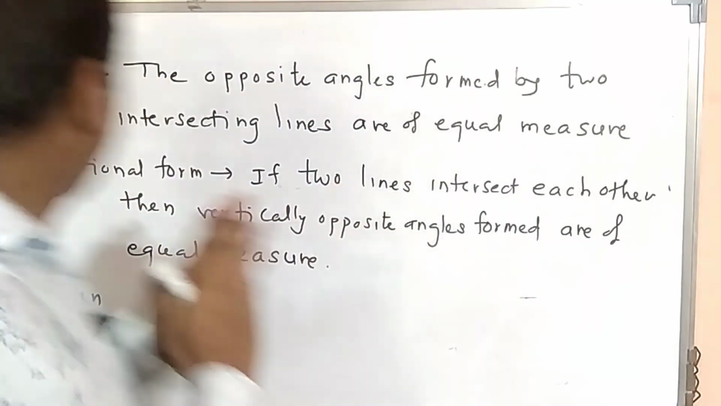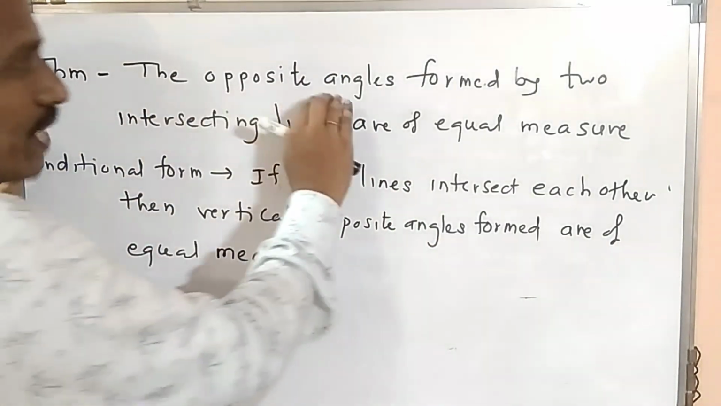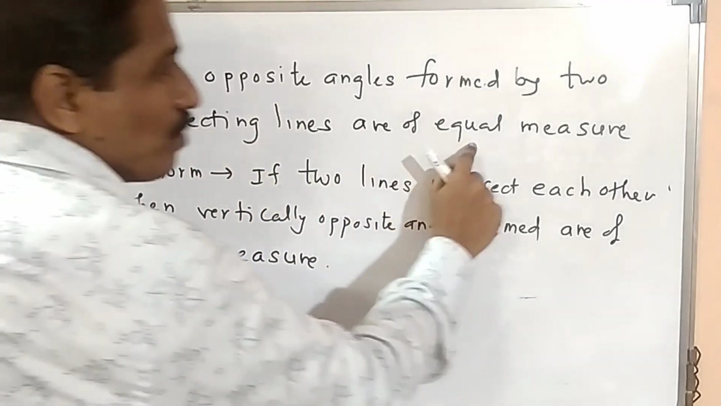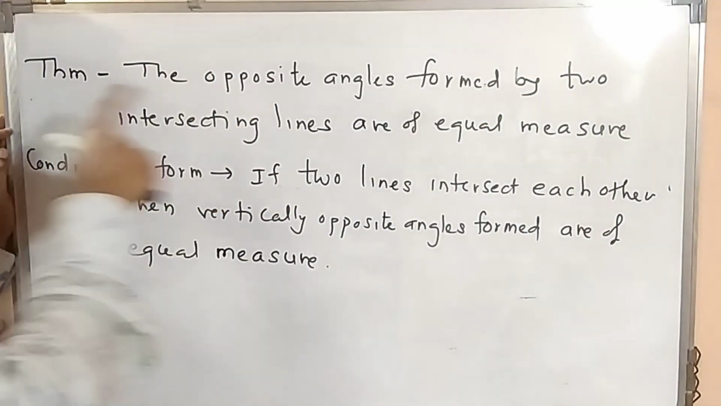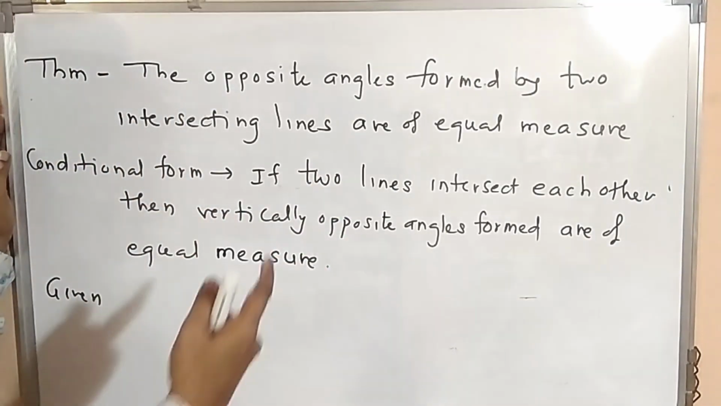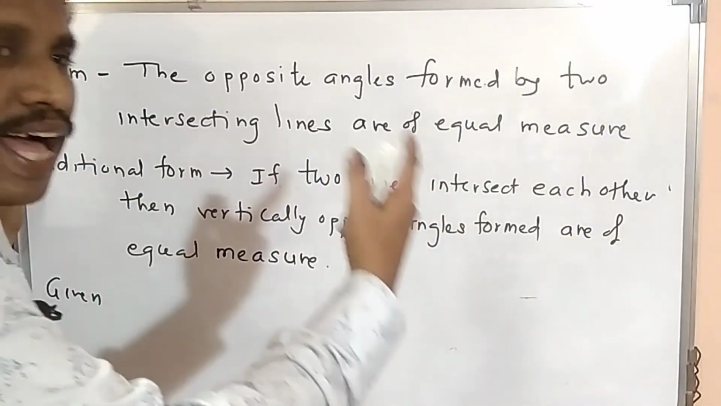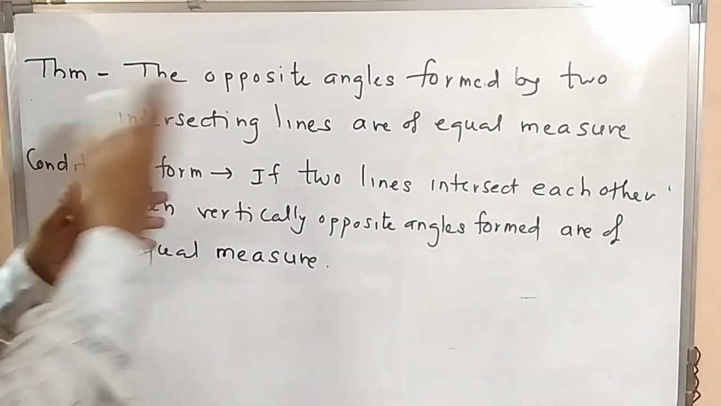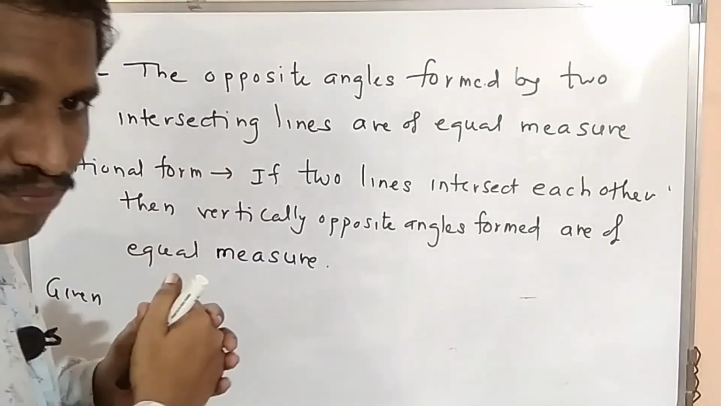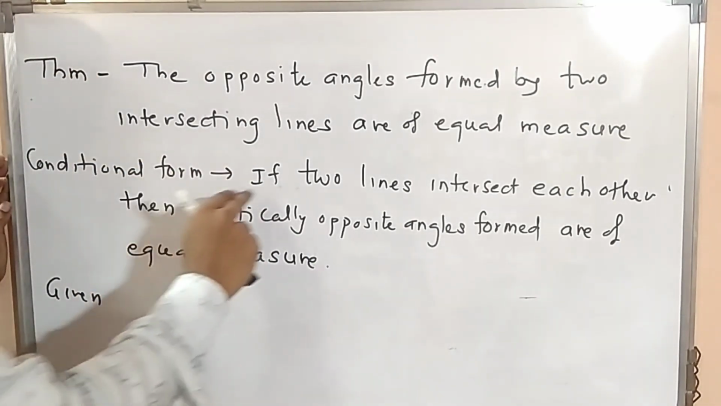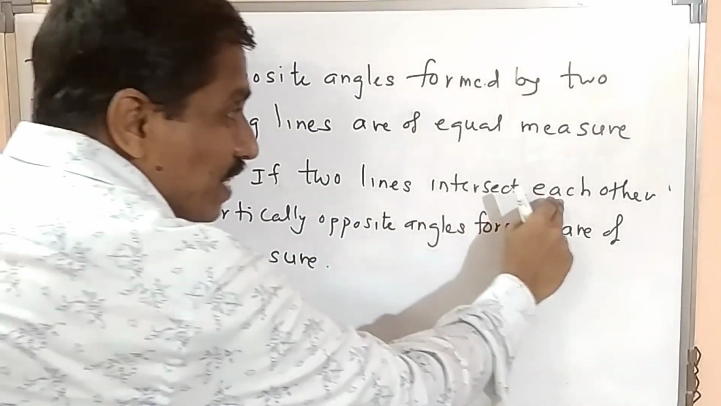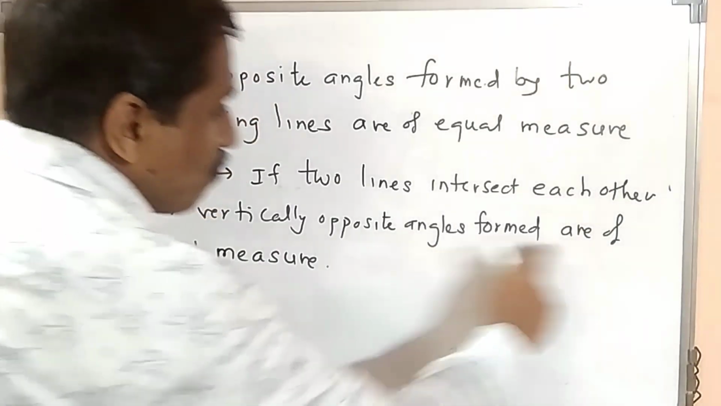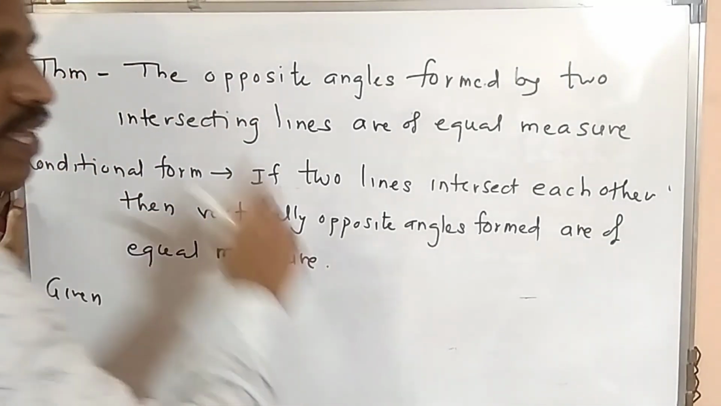Look at the board. Theorem: the opposite angles formed by two intersecting lines are of equal measures. Two intersecting lines are given. I have to prove opposite angles are of equal measure. First I will write this in conditional form, that is if-then form. So see how I will write this. If two lines intersect each other, then vertically opposite angles formed are of equal measure.